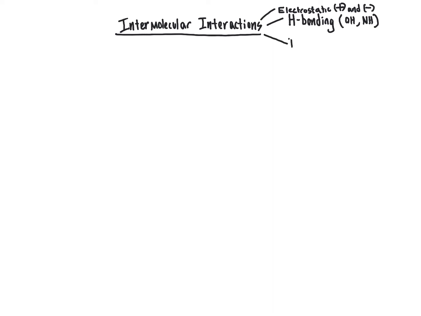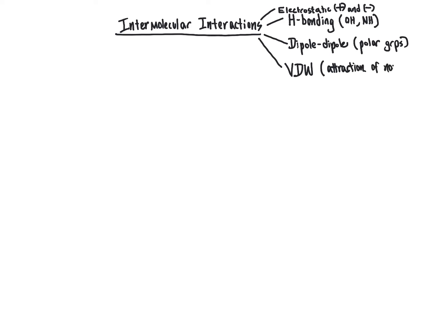We can also look at so-called dipole-dipole interactions, which are where we look at polar groups interacting with one another. And then finally, we have van der Waals, which I'll abbreviate as VDW, which is the attractive force amongst generally nonpolar groups. So for example, when we are dealing with alkanes, the longer the carbon chain, the stronger the van der Waals forces. That is the atomic attraction of nonpolarized atoms. And this is the weakest of these forces here.